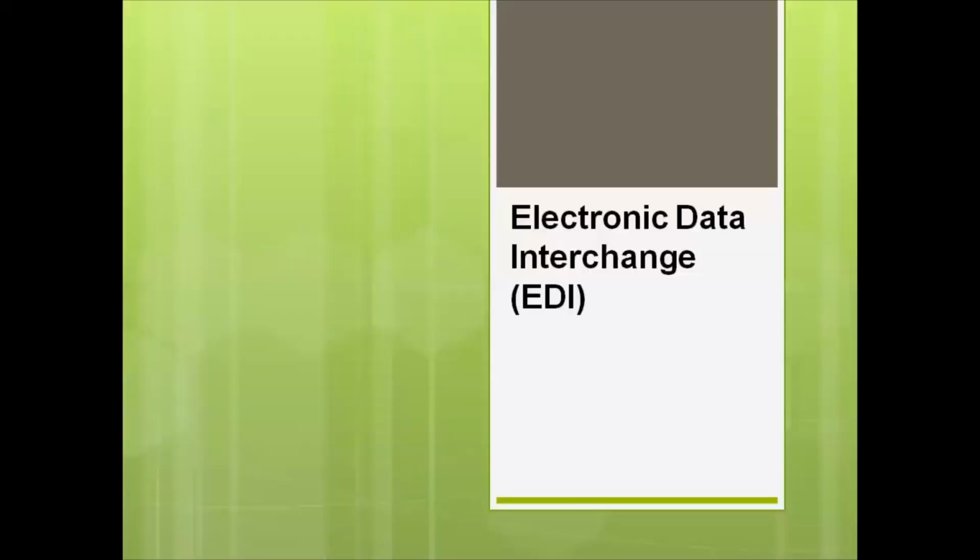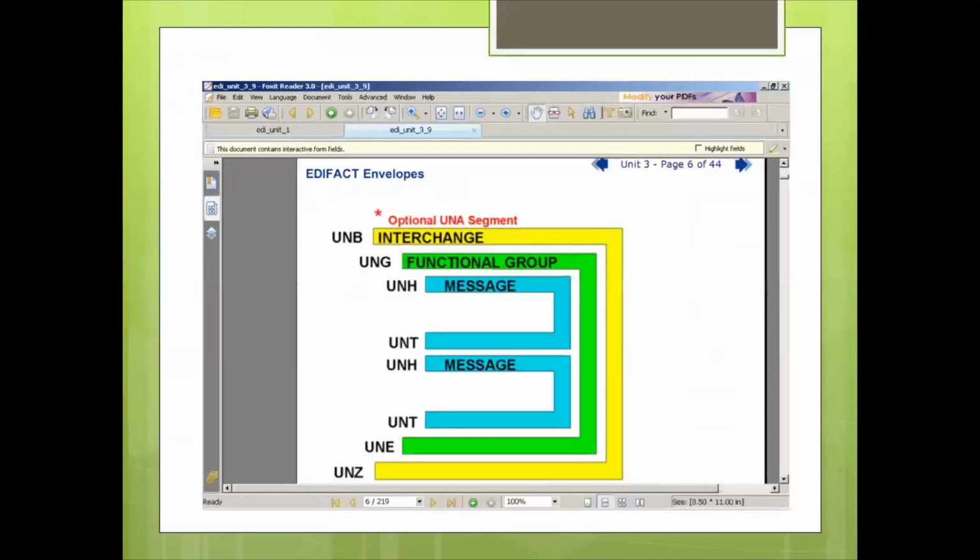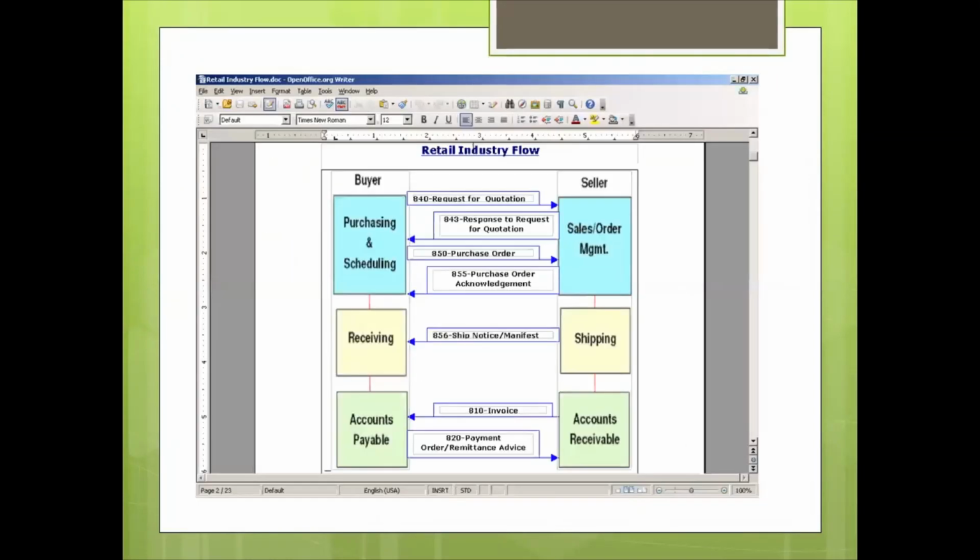This is the simple retail flow. We discussed it already, right? It is the same as in supply chain management. So the retail industry flow: buyer and seller. The buyer will ask for quotations from multiple companies to check the prices, who is giving the best price. So 840 is the request for quotation.